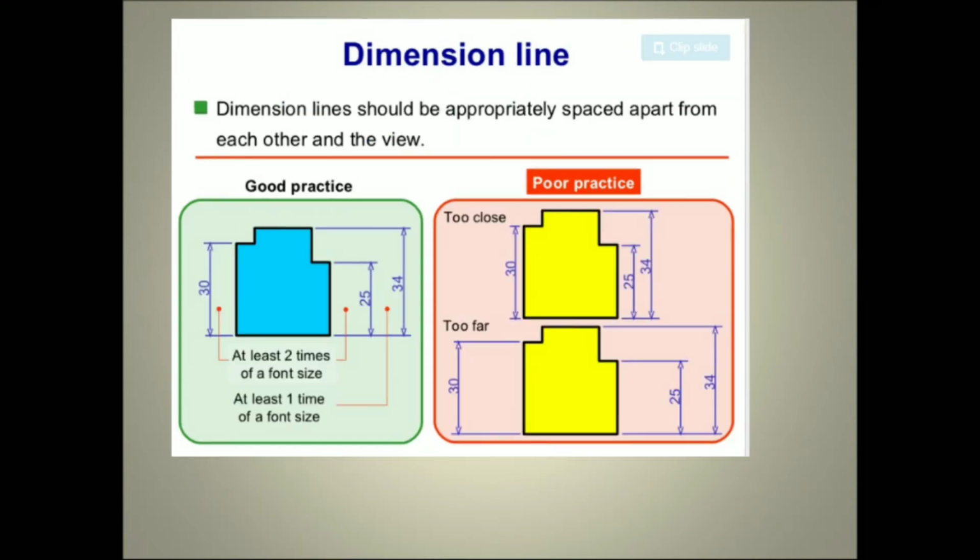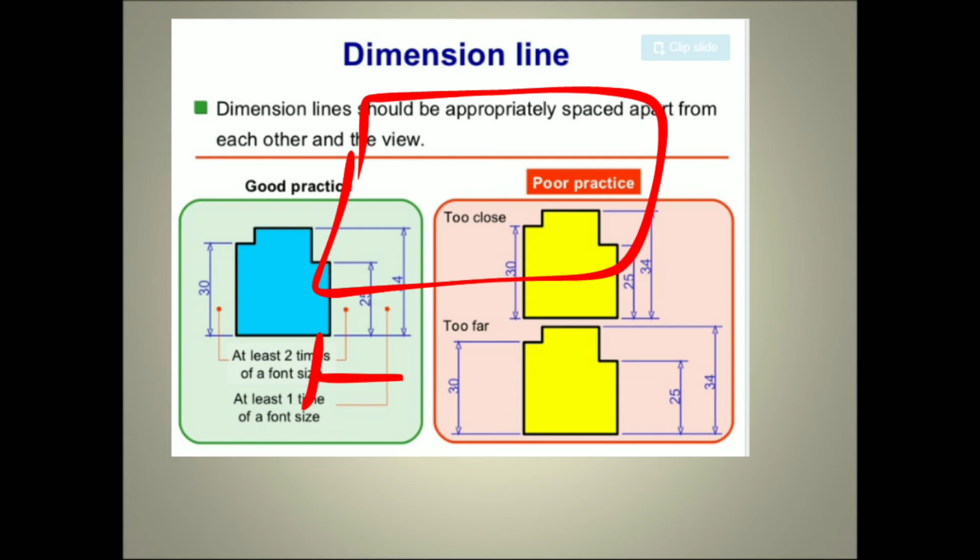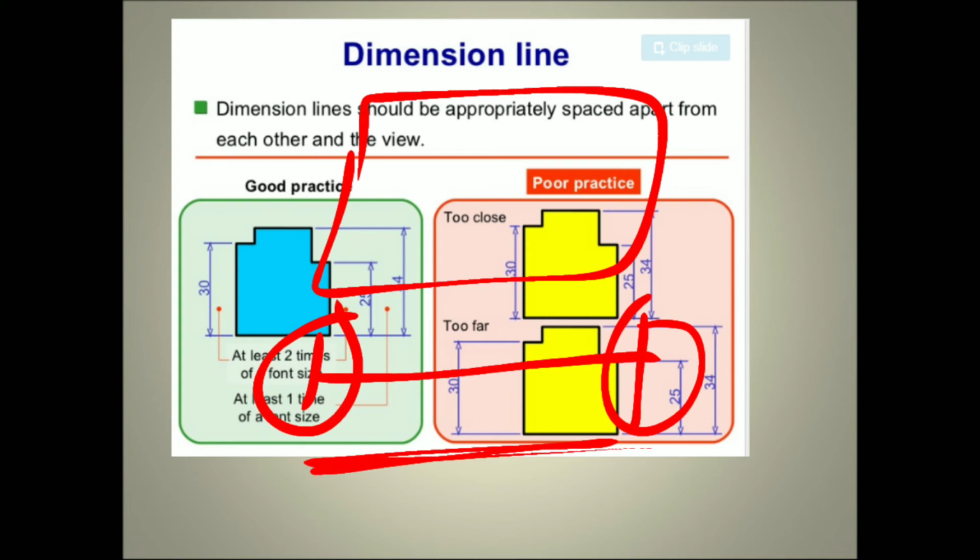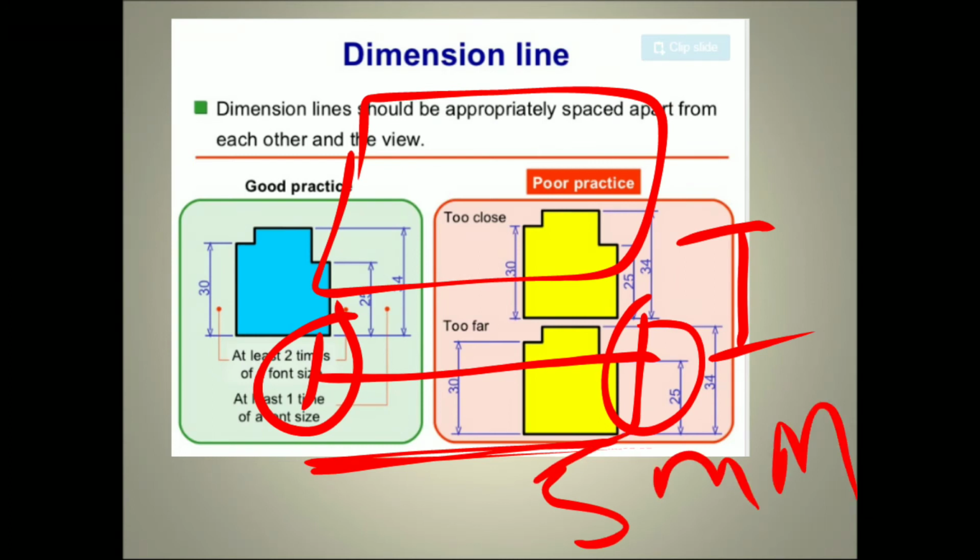Similarly, the dimension line. The dimension lines should be appropriately spaced apart from each other and from the view. For example, this is the drawing, these are extension lines, and this is the dimension line. The space or gap between the drawing and the dimension line should be 5 mm only.